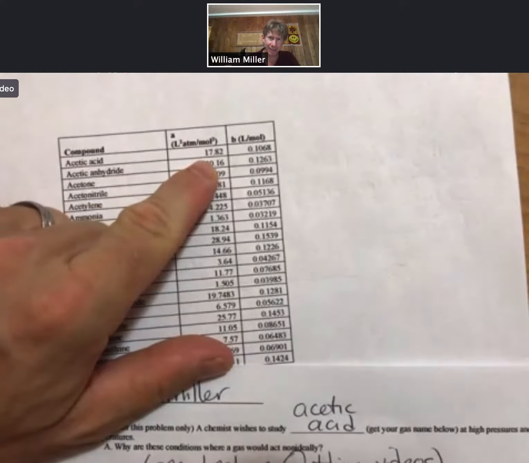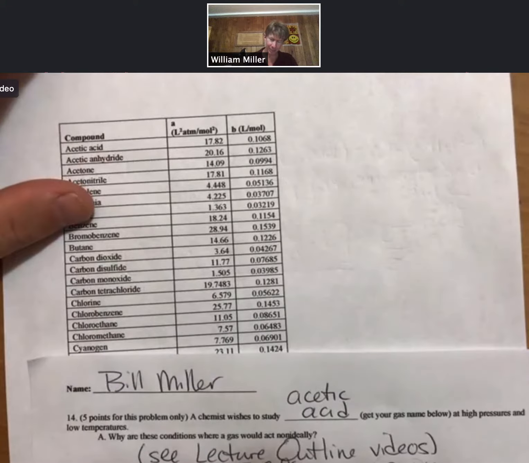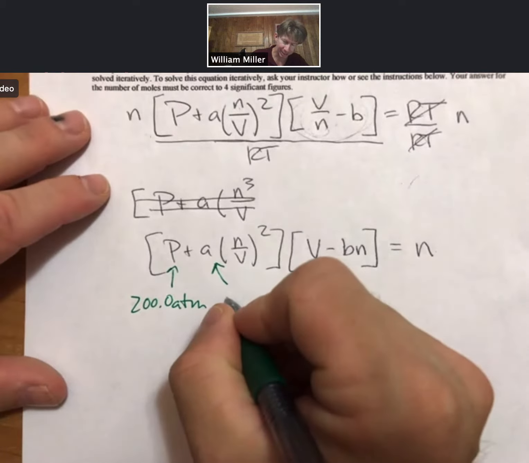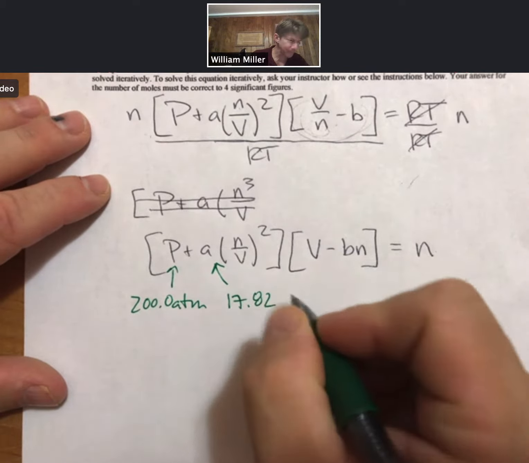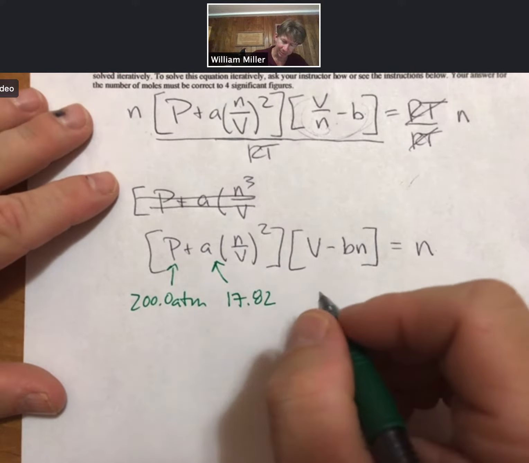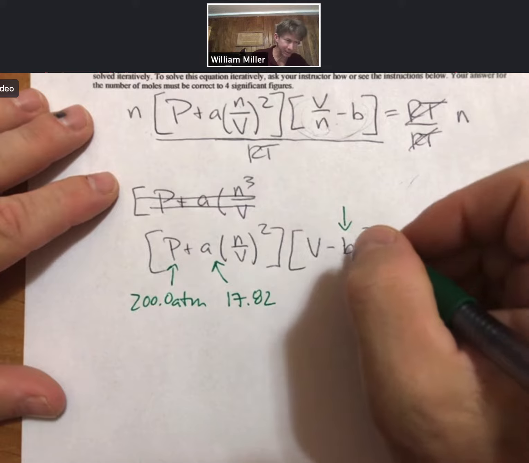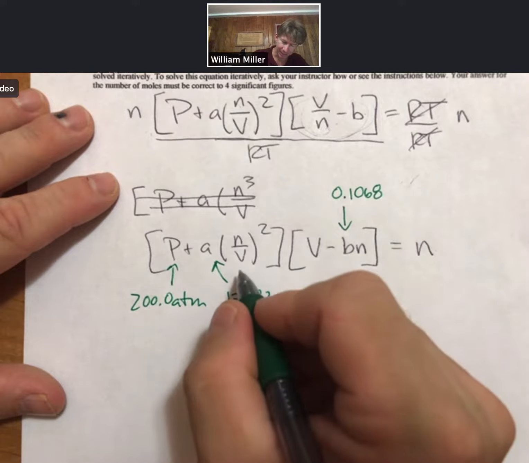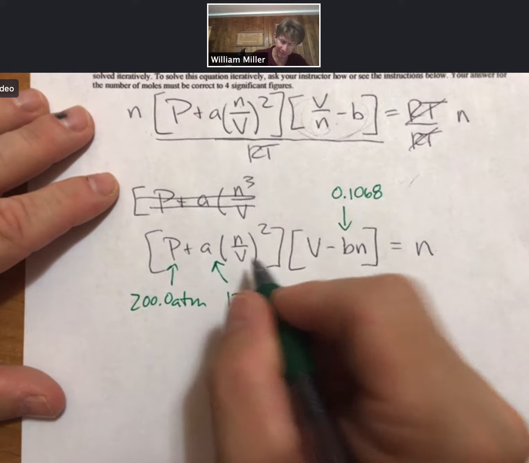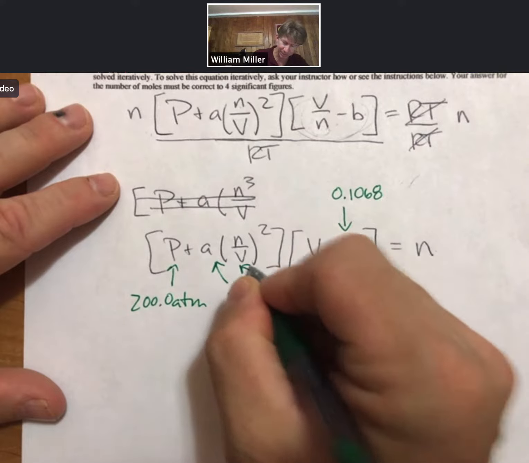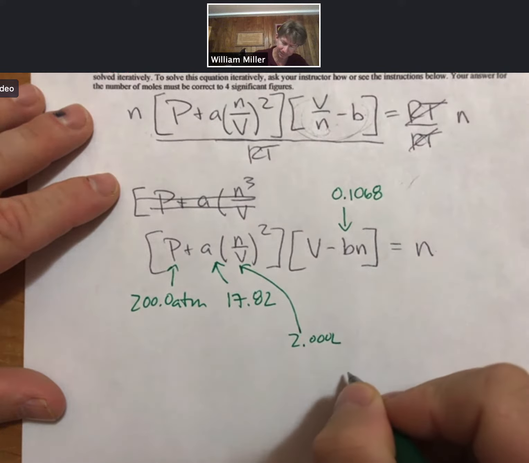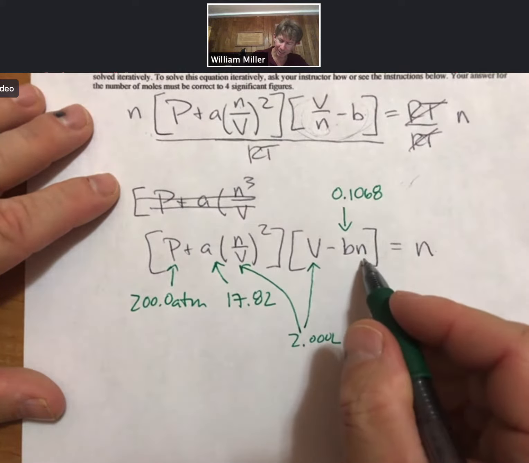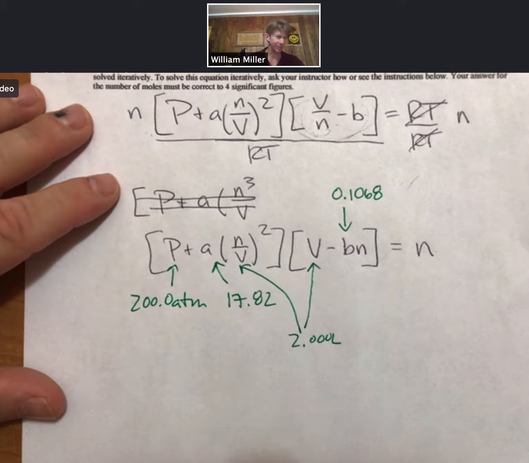For acetic acid, my A is 17.82 and my B is 0.1068. I will give these to you. My V is going to be my volume. That's 2.000 liters, and that goes two places here. Let's talk about our n values.